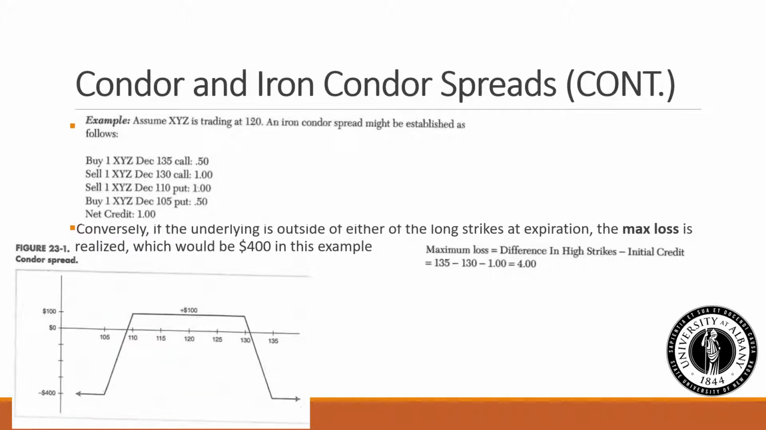Conversely, if the underlying is outside of either of the long strikes at expiration, the maximum loss is realized, which would be 400 in this example, as you can see from figure 23.1 and the little description to the right.